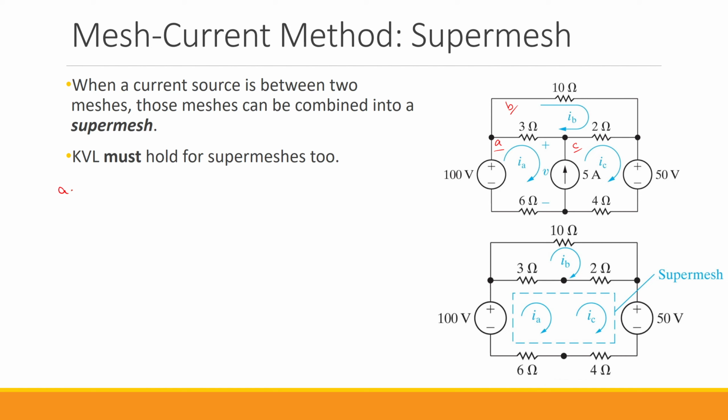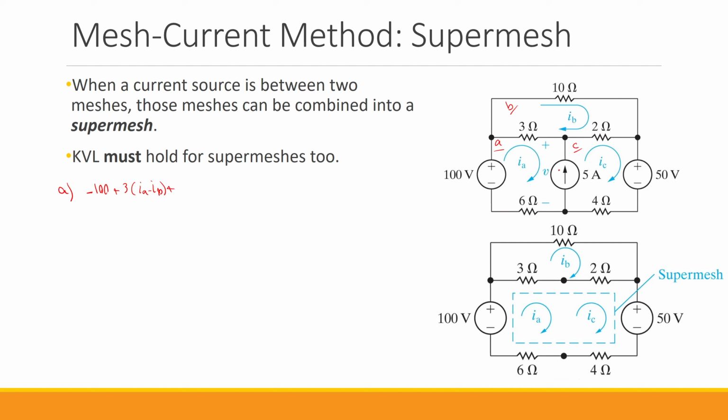So let's just do that. For mesh A, if we go from, let's say, this point around this mesh clockwise, we have negative 100 volts plus the 3 ohm resistor. What is the net current through the 3 ohm resistor in the direction of IA? Since this 3 ohm is common between mesh A and mesh B, it is going to be IA minus IB. So the net current is IA minus IB because IA is going from left to right, IB is going from right to left.